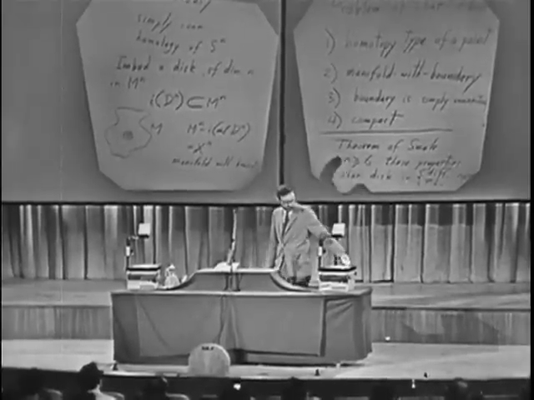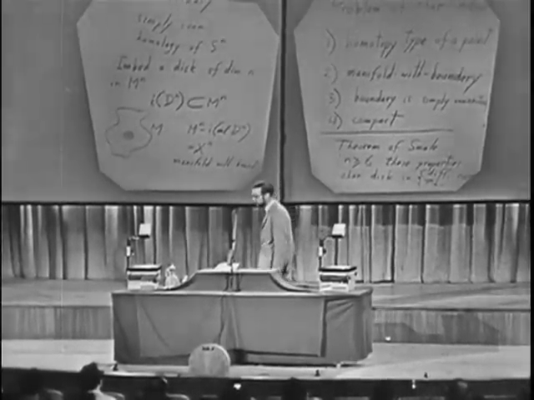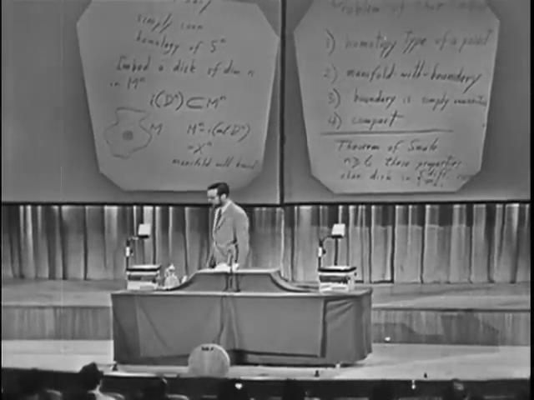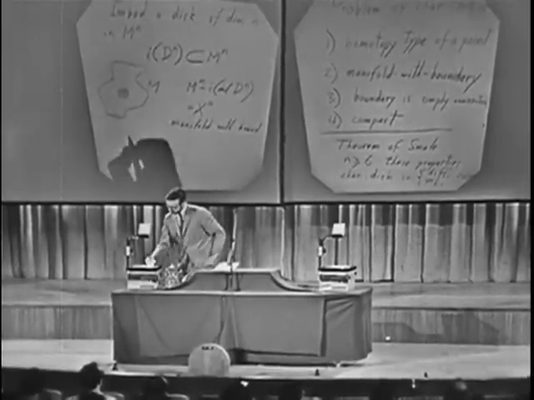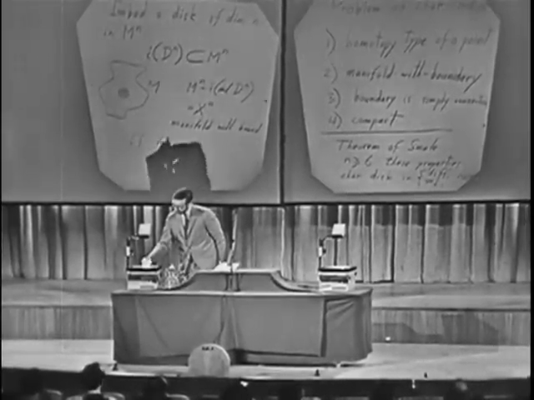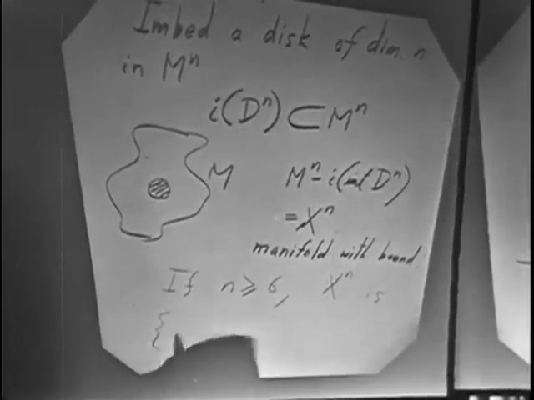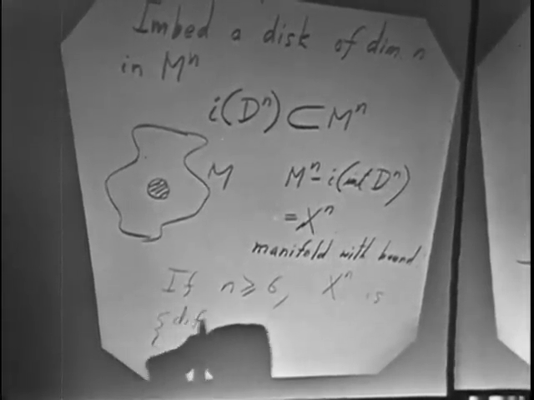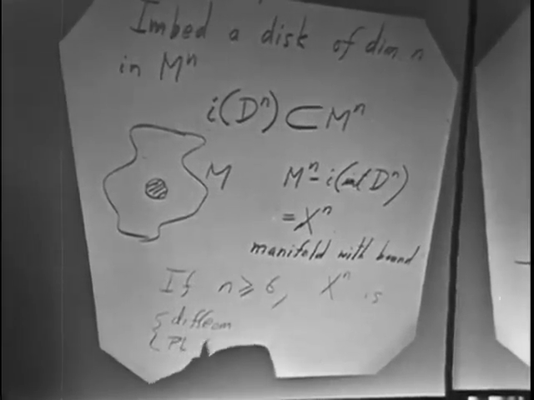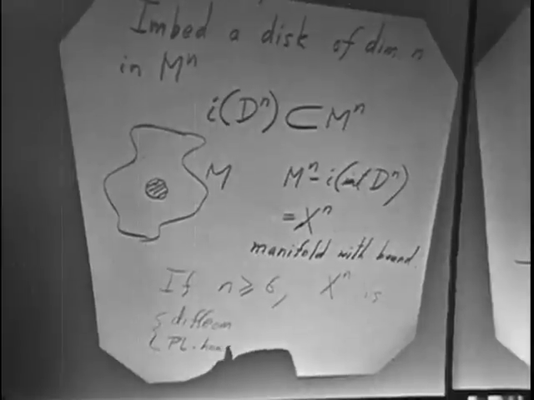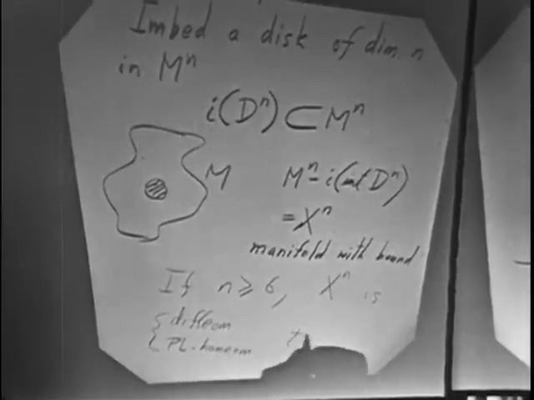And so if the dimension is at least 6, we can apply Smale's theorem and conclude that if n is greater than or equal to 6, then Xn is either diffeomorphic or piecewise linearly homeomorphic to the standard disk or cube.